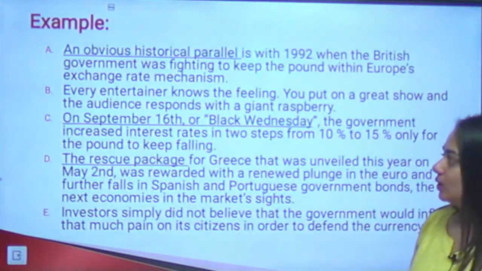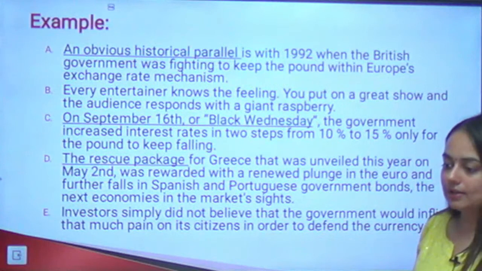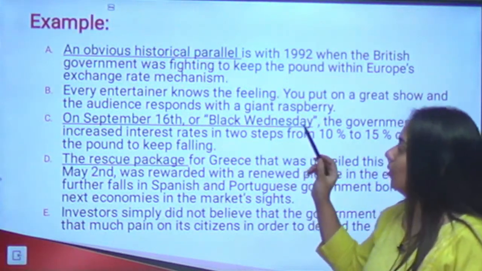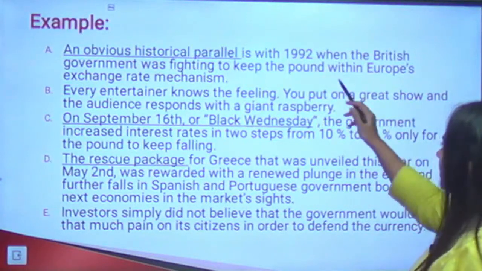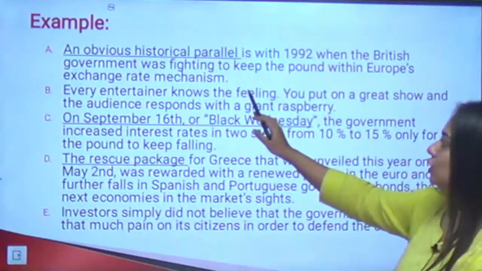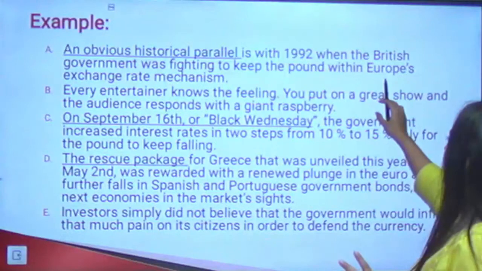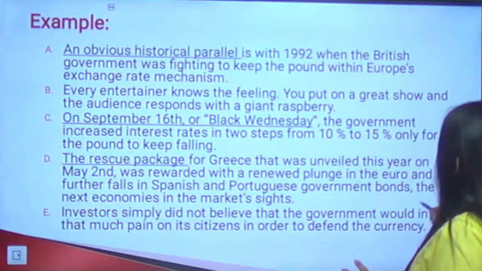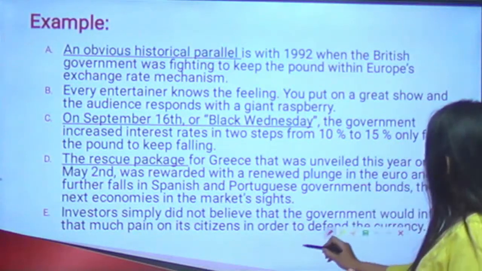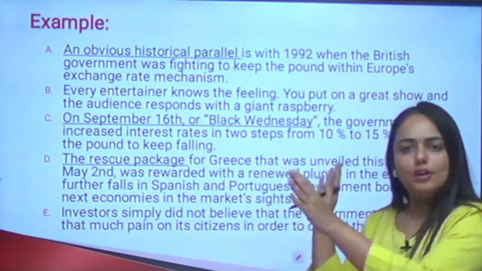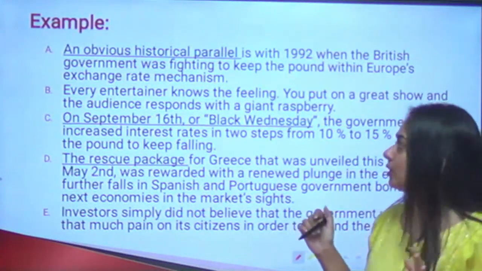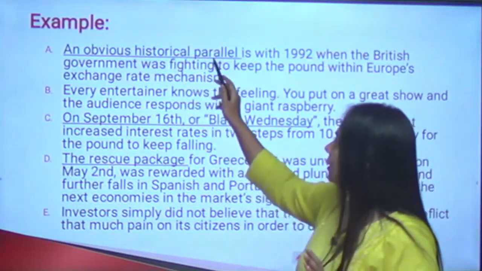Let us see the last question for today and let's see if you're able to answer it or not. An obvious historical parallel is with 1992, when the British government was fighting to keep the pound within Europe's exchange rate mechanism. See, the hint words. I have already underlined the key phrases or key words that you should be focusing on. An obvious historical parallel.